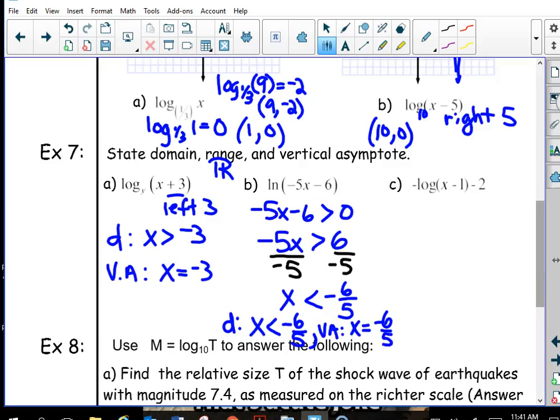Okay, this one, the only thing that matters here is this left-right translation. This is going to be a reflection, all right? So it's going to make it look like it has a log base between 0 and 1. Not important for what they're asking, the domain and the vertical asymptote. So this moves right 1. That means my domain, x has to be greater than 1. And my vertical asymptote, x equals 1.